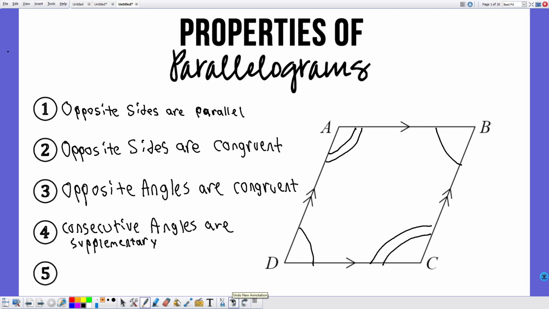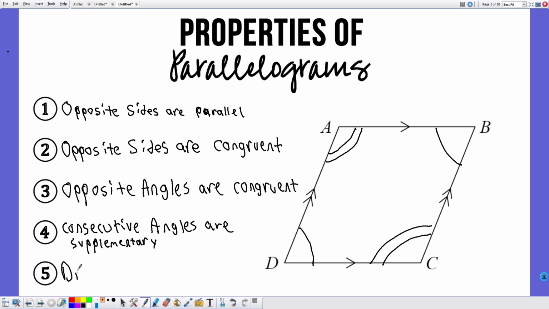But the fact that it's saying in 4 is that angle A plus angle B equals 180, and angle B plus angle C is 180. So in a parallelogram, if the angles are not the same, they're supplementary to each other. Very cool. The fifth property is probably the least obvious one, I guess.